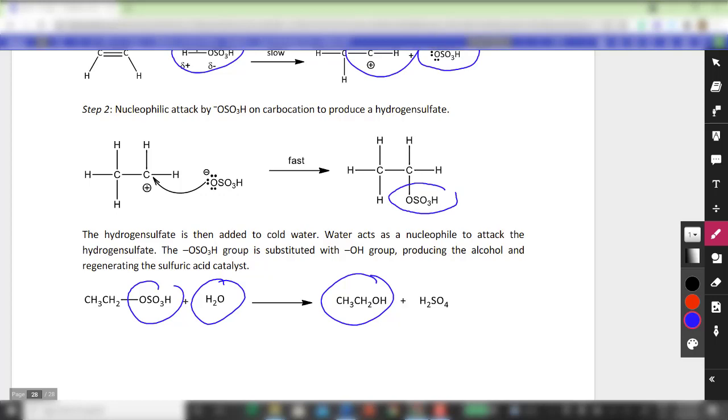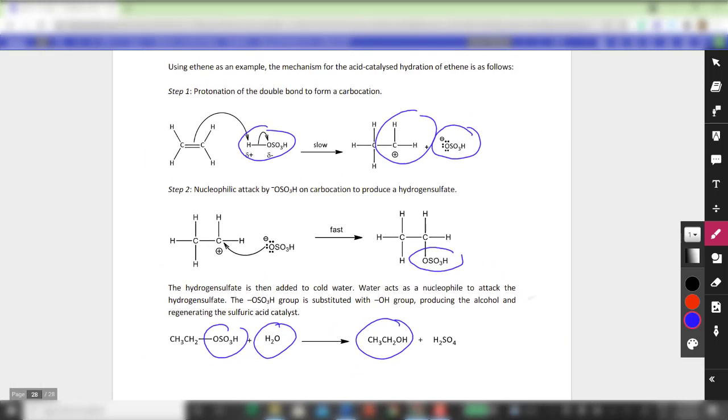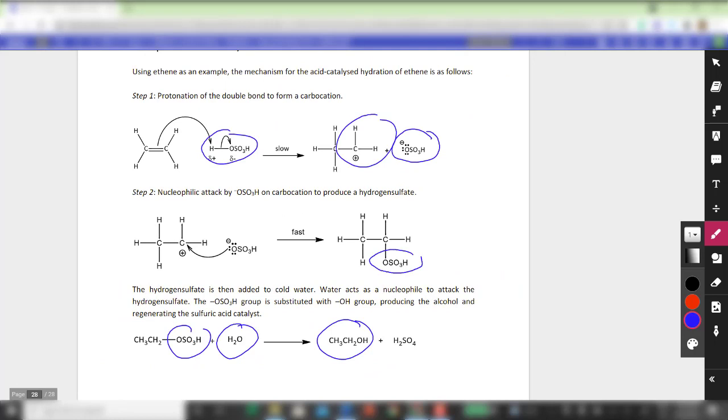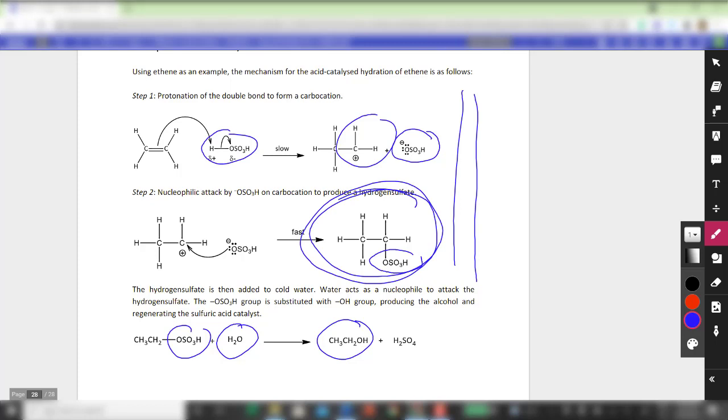But take note that in the hydration of alkene using concentrated sulfuric acid, the condition is it must be done in cold condition. So this is actually the first reagent being added. In a cold condition, you generate this hydrogen sulfate as a product. And then later on, when you pour cold water inside, this bond will be hydrolyzed, and in the process give you the relevant alcohols.